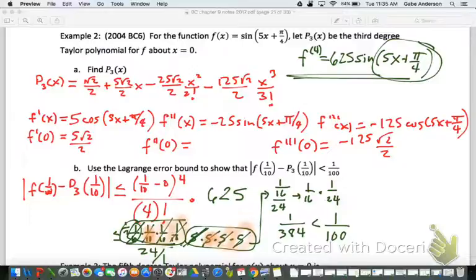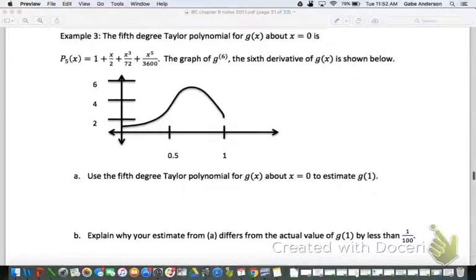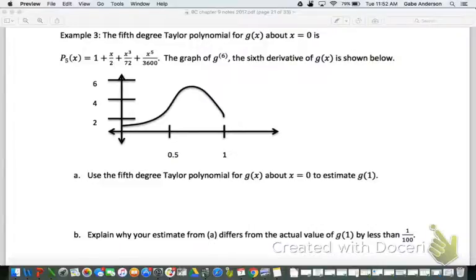Anybody else? Okay, let's do our last one. The last one is right here. Example number 3. The fifth degree Taylor polynomial for some unknown function, g of x, about x equals 0, is given by that P sub 5 of x, and gives you the terms there. Then it says the graph of g with a 6 up there, of course, that means the sixth derivative of g is shown below.